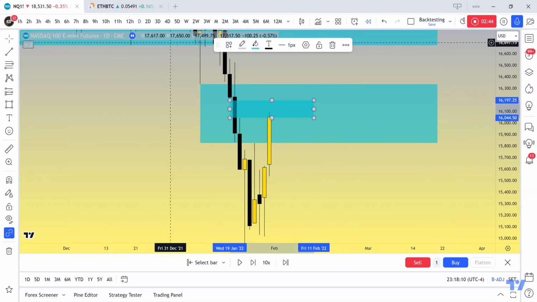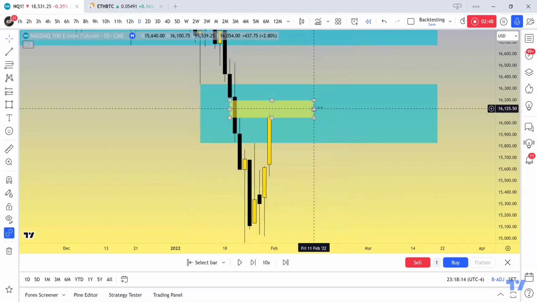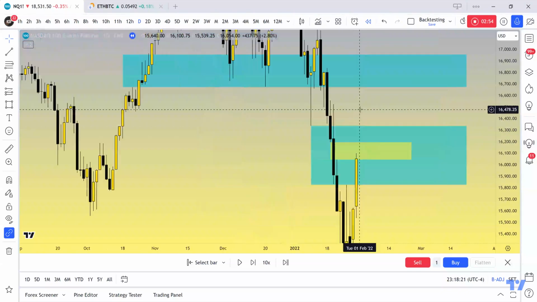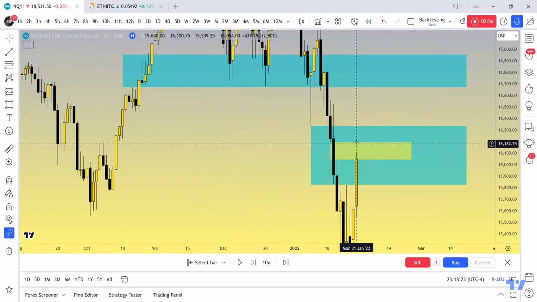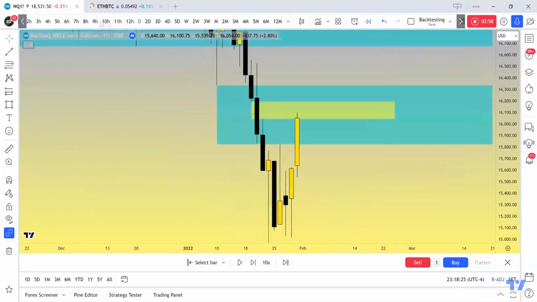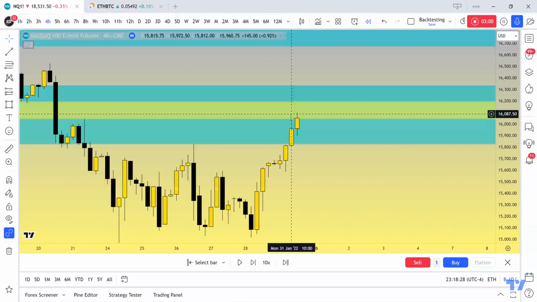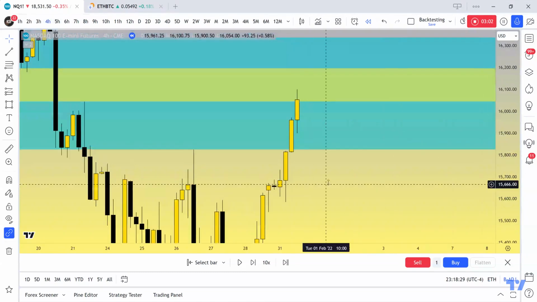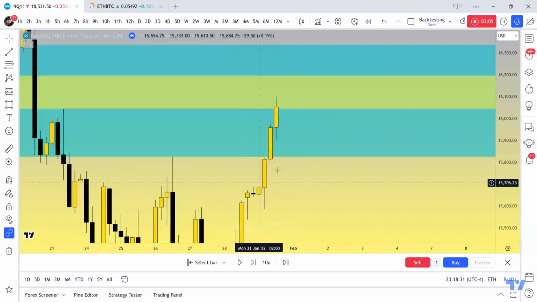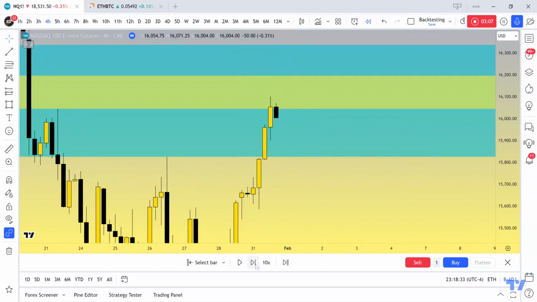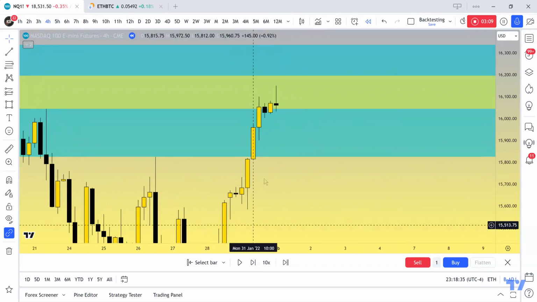Nice. On the daily, we have this gap here. Okay, daily SIBI. Yeah, okay, looks good. I'll go to the 4-hour time frame so I don't miss any trades. Let's see how we respond there, if we indeed are going to go lower.